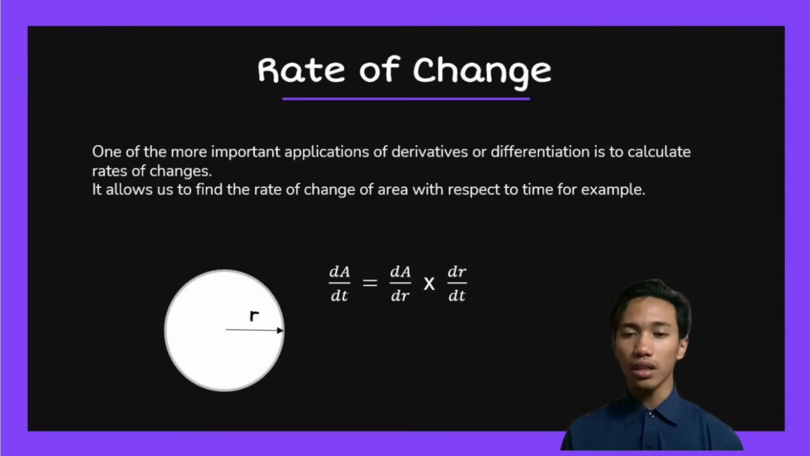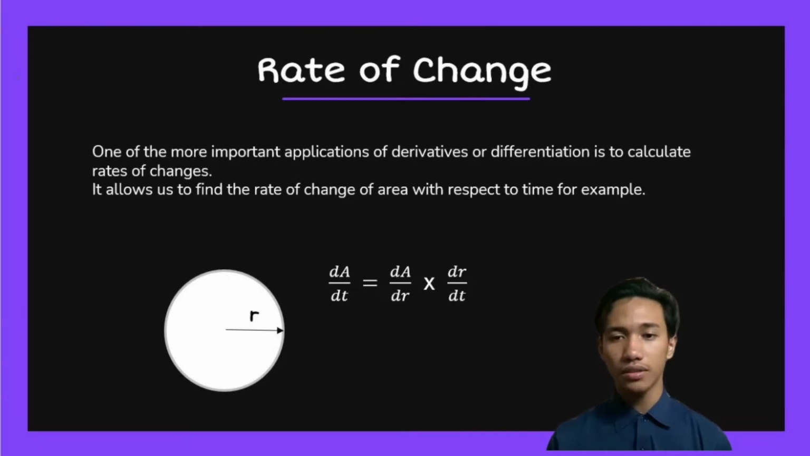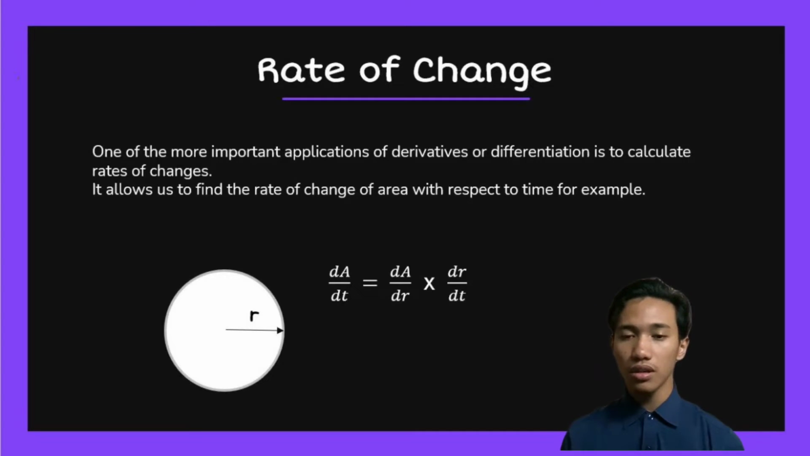Rate of change. One of the more important applications of derivatives or differentiation is to calculate rates of change. It allows us to find the rate of change of area with respect to time. For example, there is a circle with r, which is the radius. So the formula is dA/dt equals dA/dr times dr/dt.